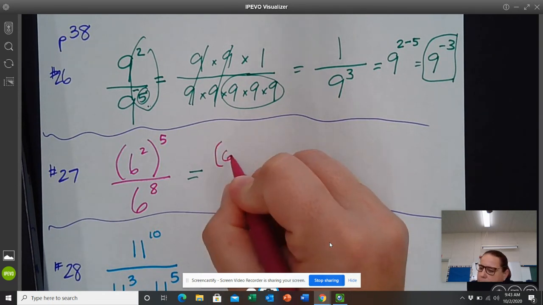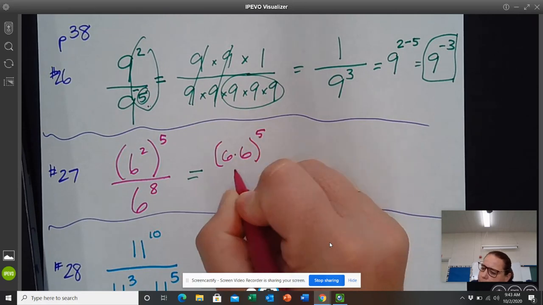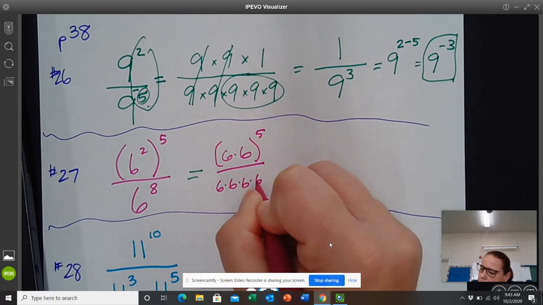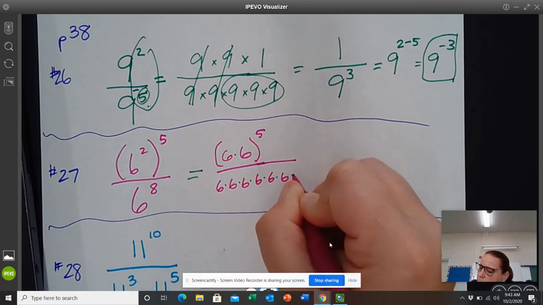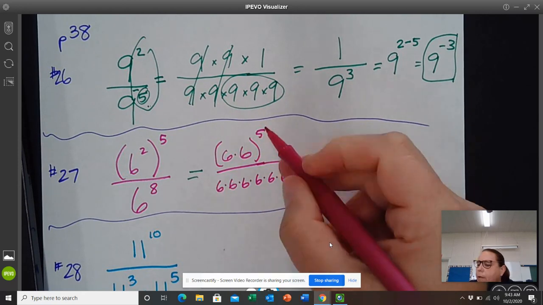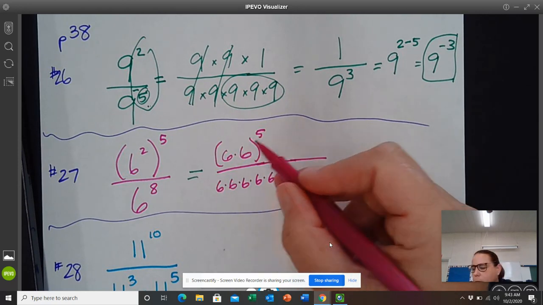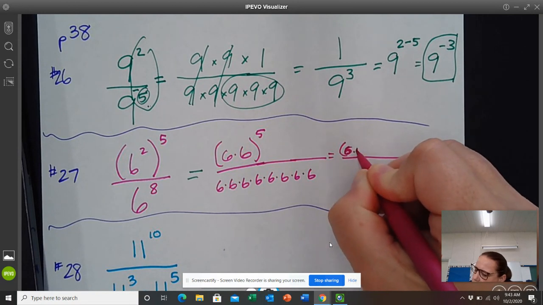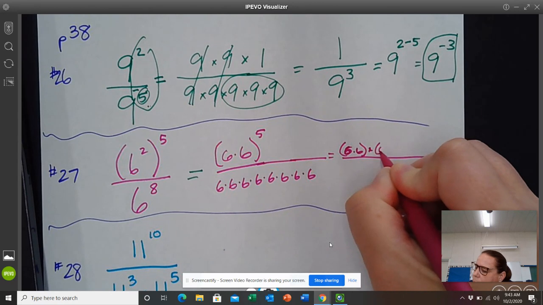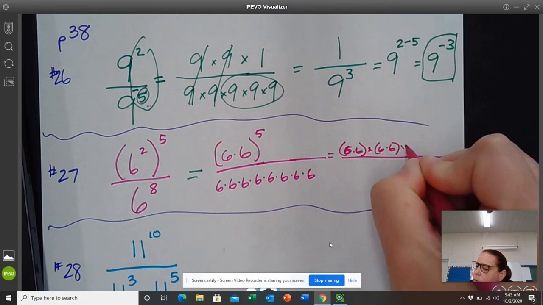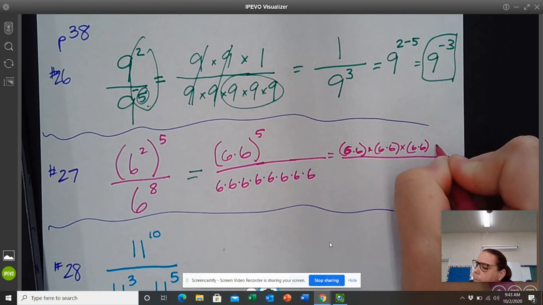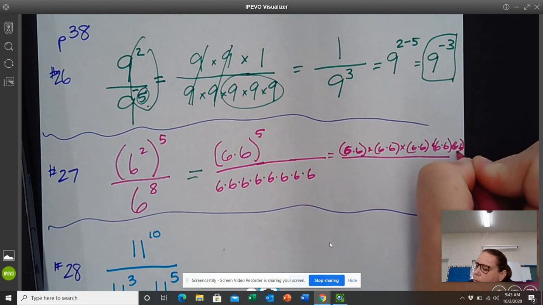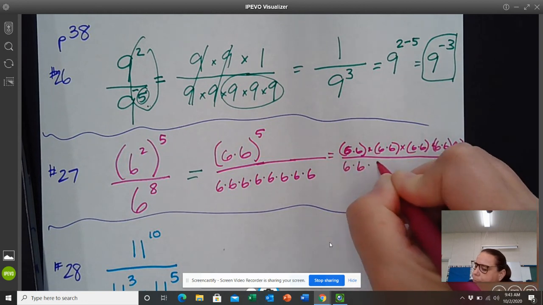This is 6 times 6 to the 5th power over, and there's 8 sixes down here. Okay, then this means there's 5 of these. So you can see why this is not the most efficient way to do this, but I'm doing this so you can see where these rules come from. 6 times 6. And then the 8 sixes that are down here.